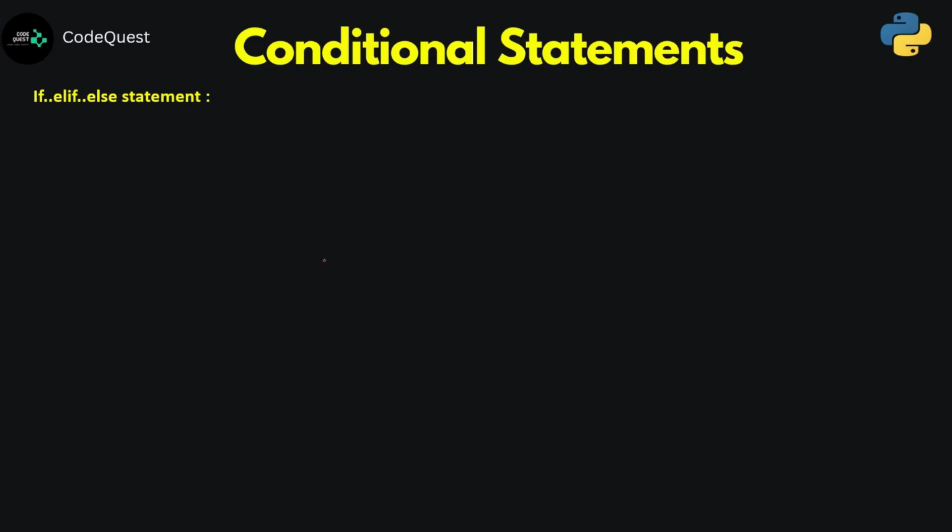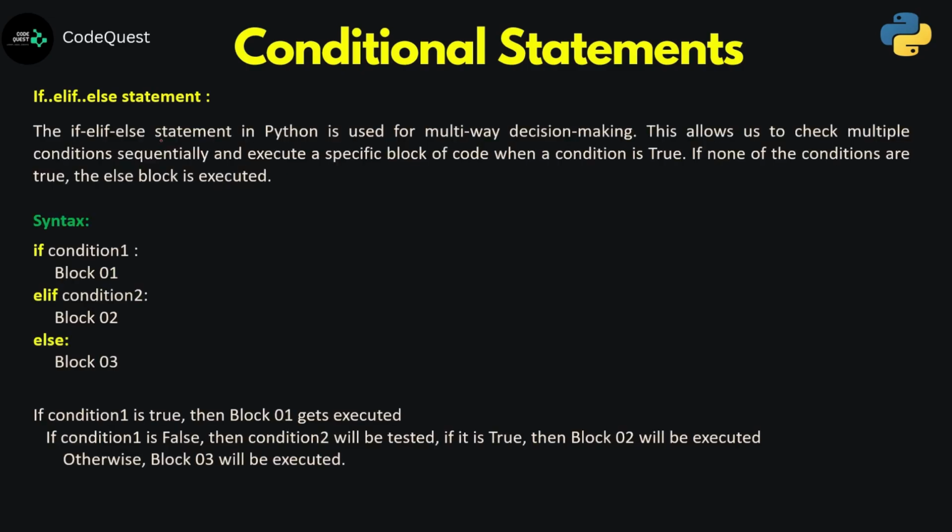Now the third category of conditional statement is your if, elif, else statement. The if, elif, else statement in Python is used for multi-way decision making. Because in if else we could see that if the condition is false, the control comes directly to the else block. But suppose the condition is false and you want to check some more conditions, then we are supposed to make use of this if, elif, else.